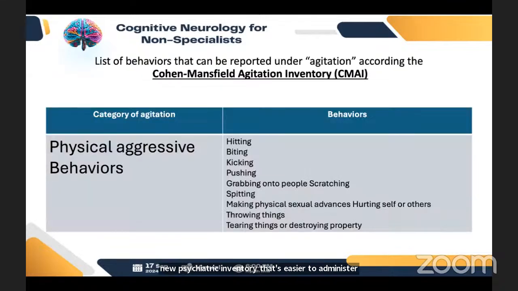And the Cohen-Mansfield Agitation Inventory, which you'll find very commonly, and most of the research studies are using this kind of inventory. It covers a wide range of agitation, from physical aggression, like hitting, biting, kicking, pushing, grabbing onto people, scratching, spitting, making physical sexual advances, hurting self or hurting others, sometimes even just throwing things, tearing things, or destroying property. So physical aggression could be toward ourselves, toward others, and toward objects. It could also be repetitive behaviors.